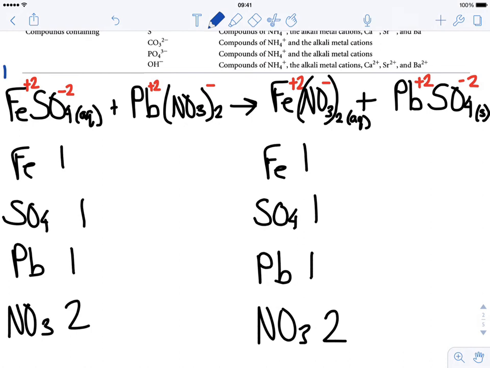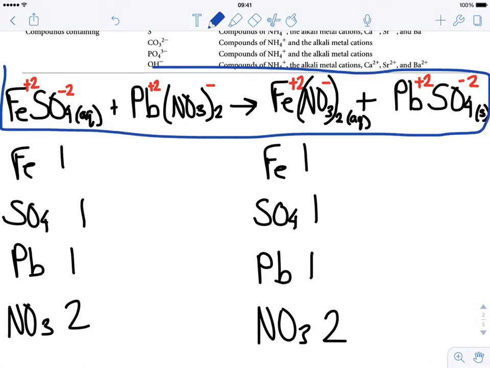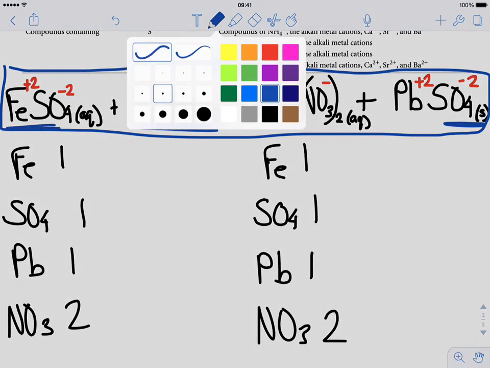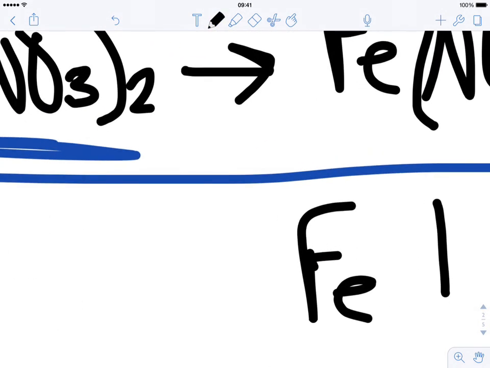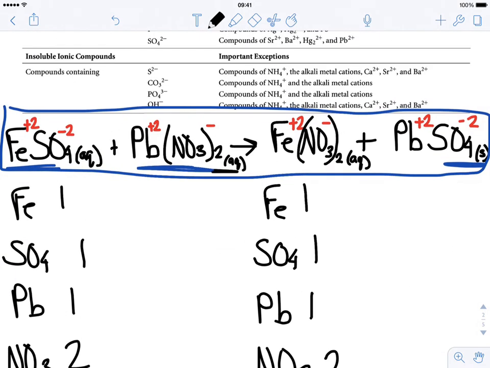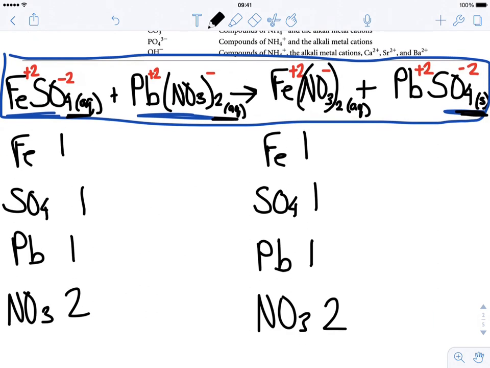That means that this right here is our final answer. So this is saying that a precipitate occurs when these 2 reactants come together. Sorry, there's supposed to be an aqueous here. So when these 2 aqueous reactants come together, a precipitate is formed. Okay, so that's pretty much how you do precipitation reactions.